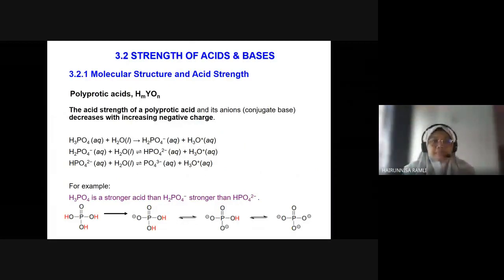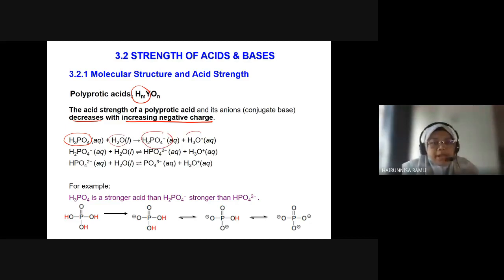So tadi oxo acids. Okay, how about polyprotic acid? Polyprotic ni tadi apa? Yang you can have more than one hydrogen lah. Okay, so the acid strength of a polyprotic acid and its anion, which is the conjugate base, decreases with increasing negative charge. Okay, apa maksud dia kat sini? For example, phosphoric acid. Okay, remember kalau dia pecah in water dia akan dapat H2PO4 minus plus H+. Okay, and then this H2PO4 sebab dia still ada hydrogen, dia boleh dissociate lagi, tahu tak? Sebab hydrogen tu dia boleh hilangkan lagi.